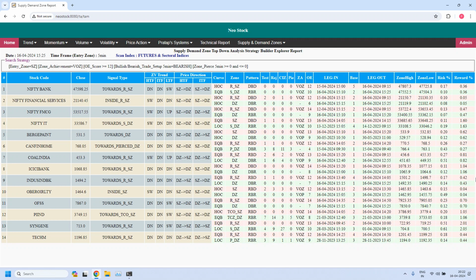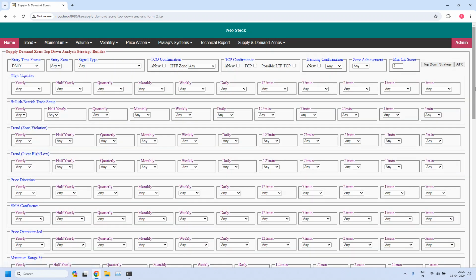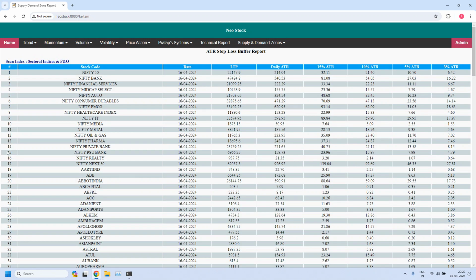And the final report we will generate is stop buffers based on daily ATR. So I am generating it; all these are stop buffers based on daily ATR. This is daily ATR, and 5% ATR should be used for daily income trade and 3% ATR should be used for hourly income trade. Let me scroll down this list. The first 17 in this are indices, sectoral indices. The remaining are all equity stocks listed in the F&O segment. I will be scrolling down; whichever stock you want to refer to, please pause the video.